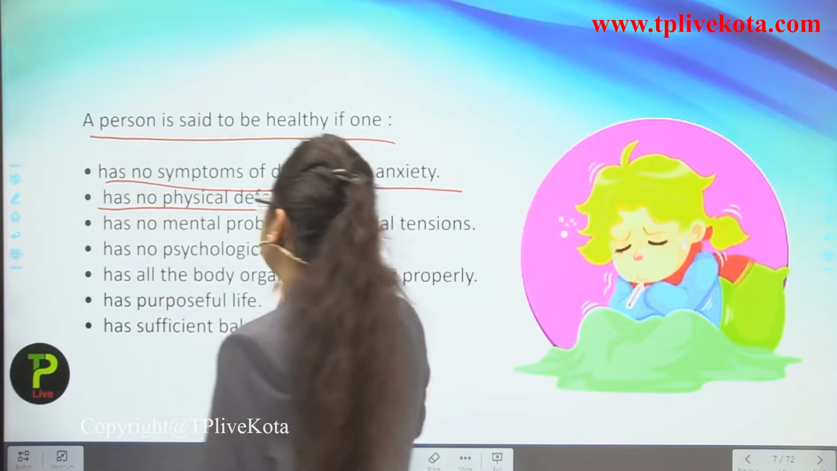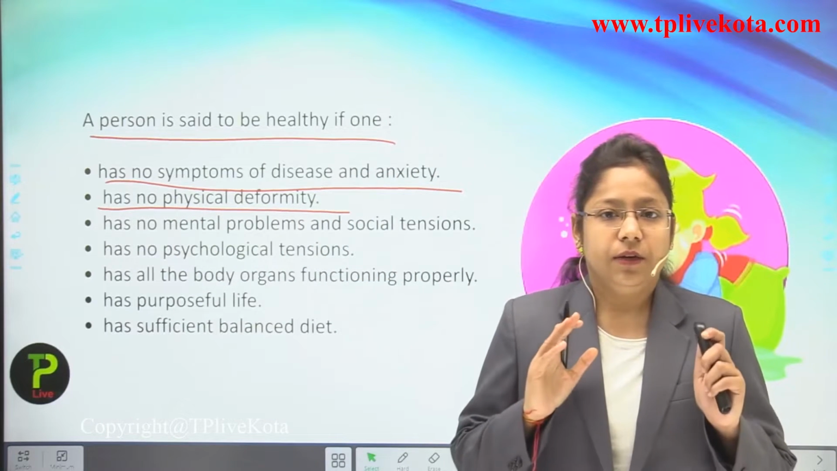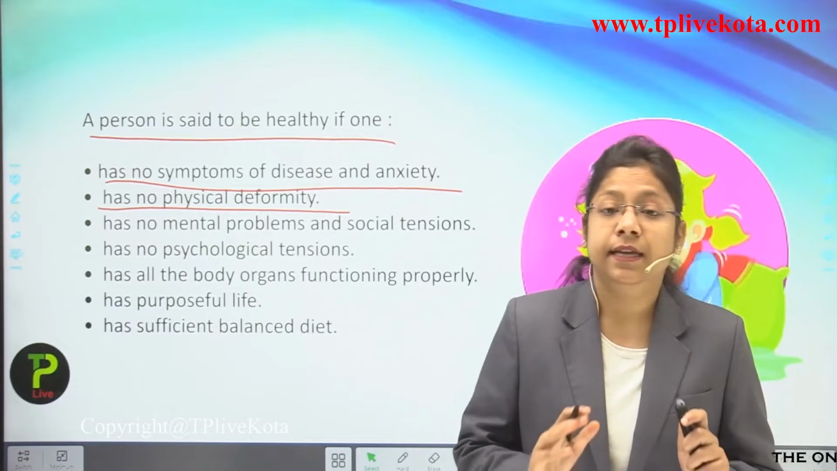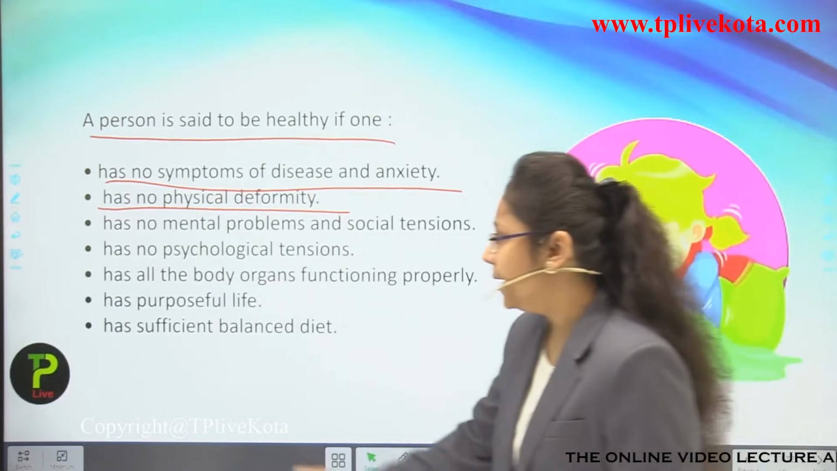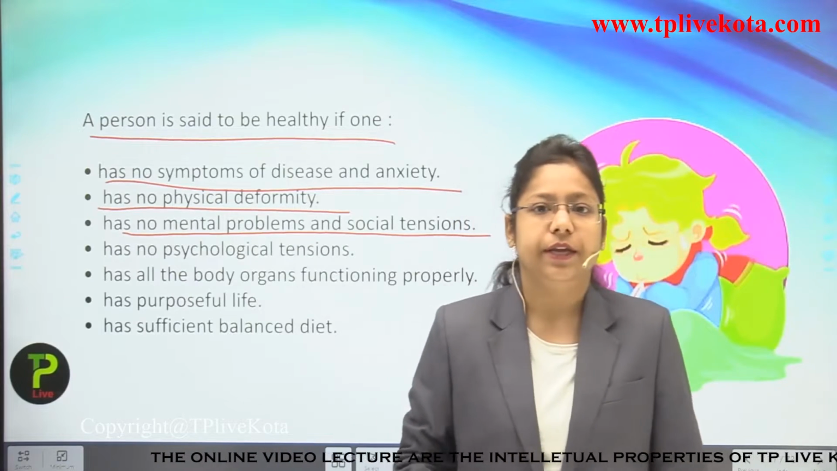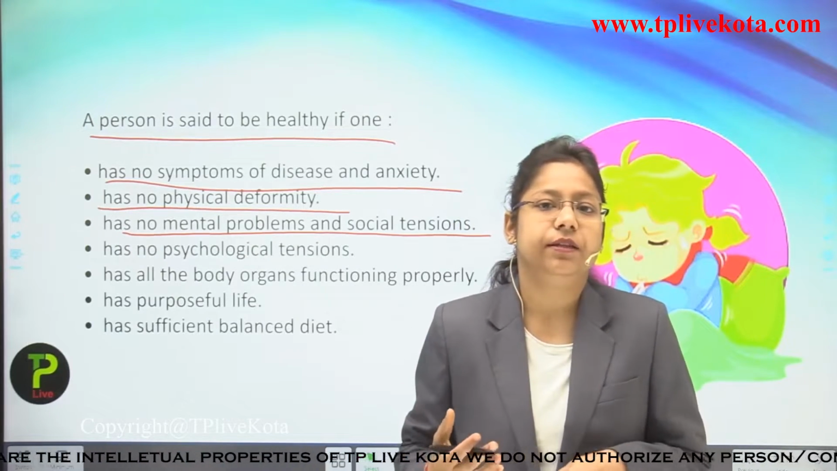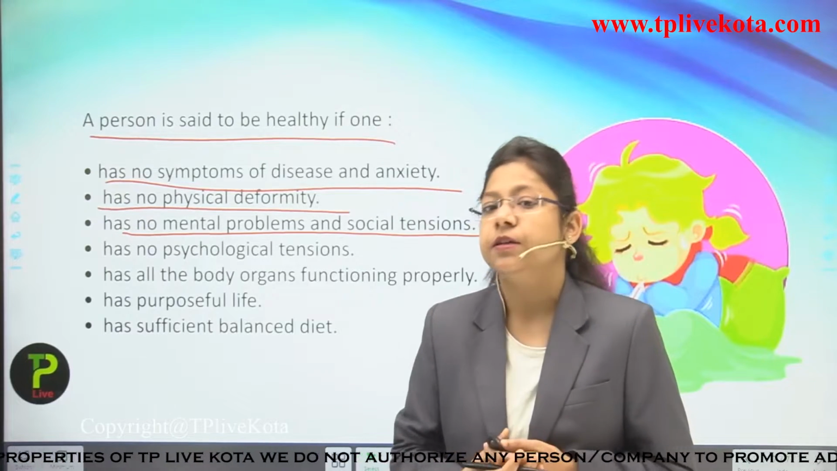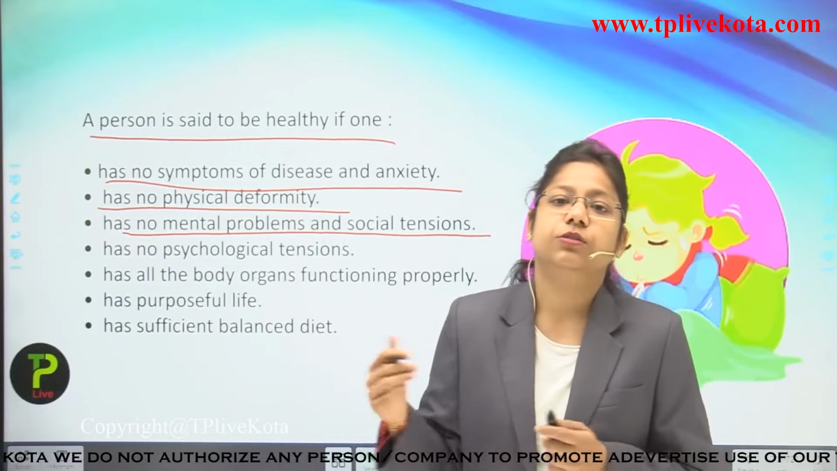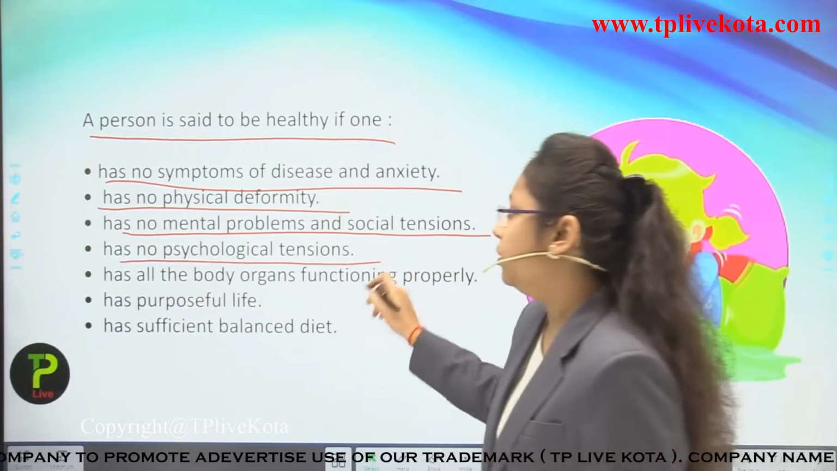Has no physical deformity. No physical deformity means the person should not be physically handicapped. Next, has no mental problems and social tensions. So no social tensions and no mental problems should be there in the person's body. Even if a person is suffering from depression, then also it is not considered a healthy person. Has no psychological tensions.